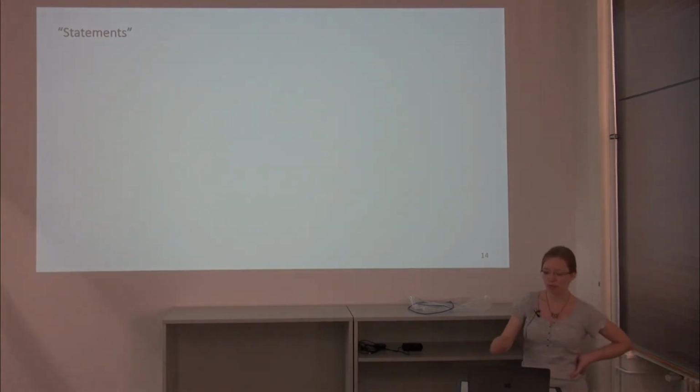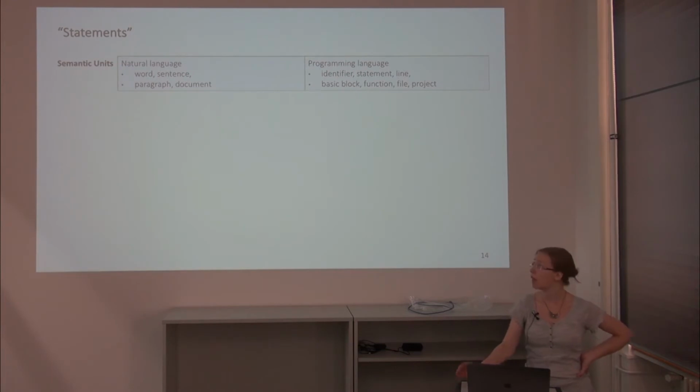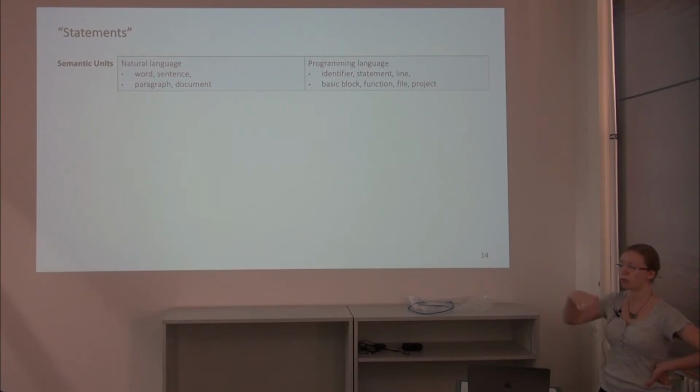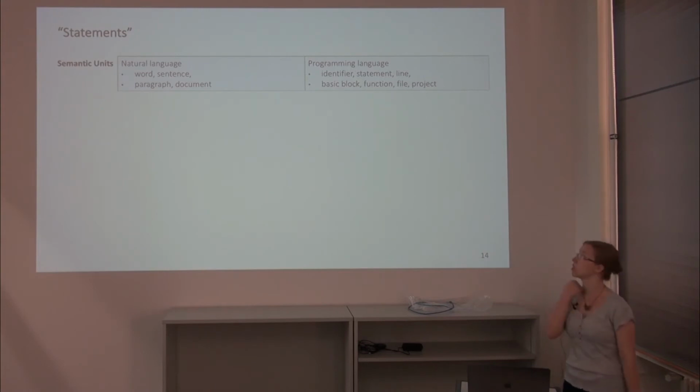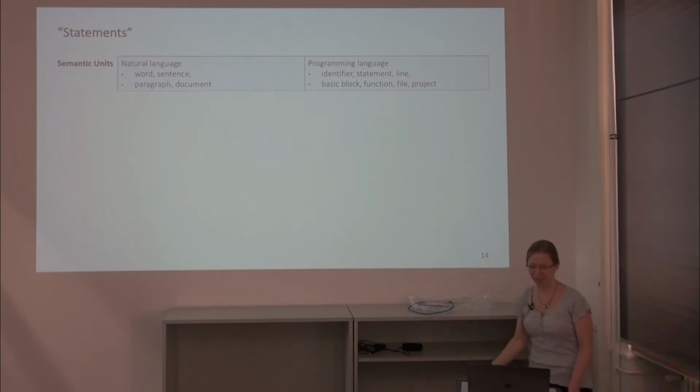What are code statements, or equivalently, what type of statements do we want to use to then process code? The typical semantic units that are used in natural language are words, sentences, paragraphs, and documents, and these don't map one-to-one to the semantic units that we know from code, such as identifiers, statements, lines, basic blocks or functions, files, or even projects. So there's a choice to be made here.